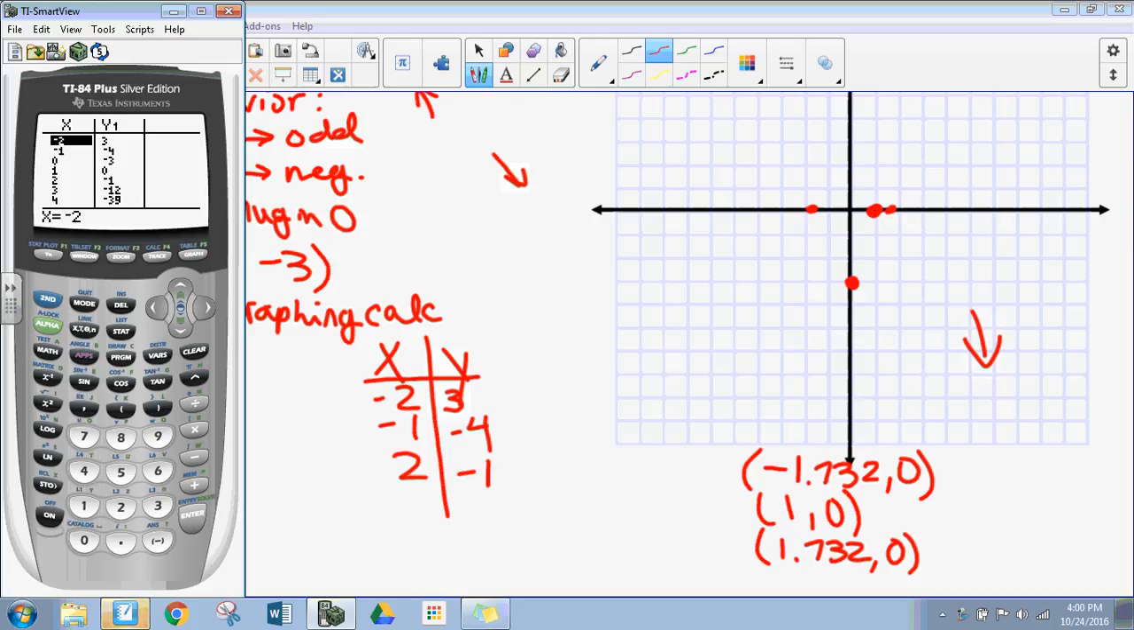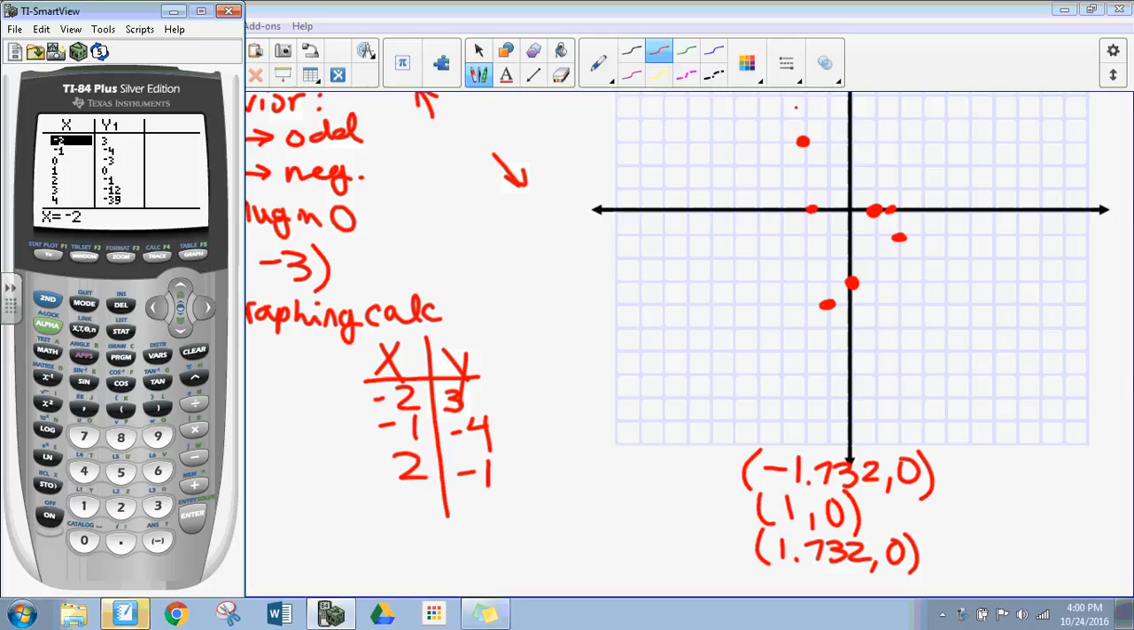So let's graph those points. So we have negative 2, 3. And we have negative 1, negative 4. So that gives us a little bit more of an idea of the shape of this. And then we have 2, negative 1. Okay. So now we're going to be graphing this. And we already kind of have a picture of what it's going to look like.